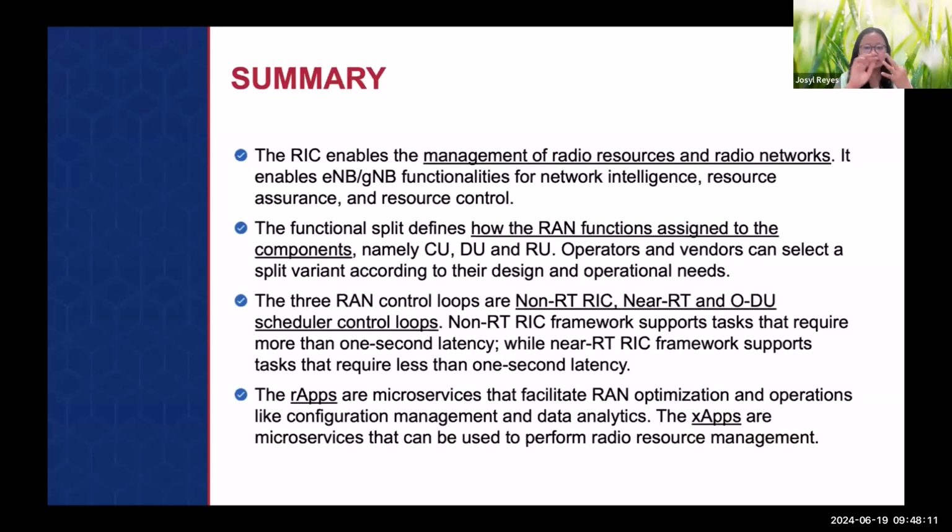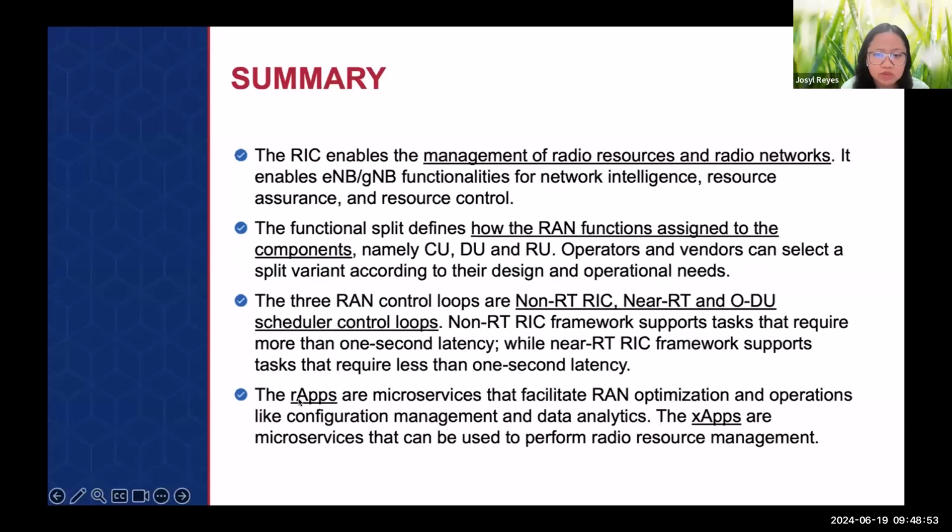Whichever protocol is assigned to each part, they are defined in the functional split options. So the functional split is standardized to ensure that whichever variant is being selected will be consistent across different operators and vendors. That way we can ensure that the system is interoperable and there's just a need to integrate them. And then the three RAN control loops are the non-real-time RIC control loop, near real-time RIC control loop, and O-DU scheduler control loop. We also have the rApps.